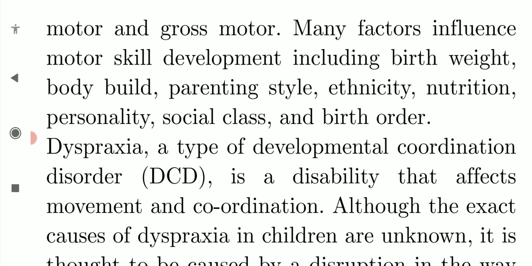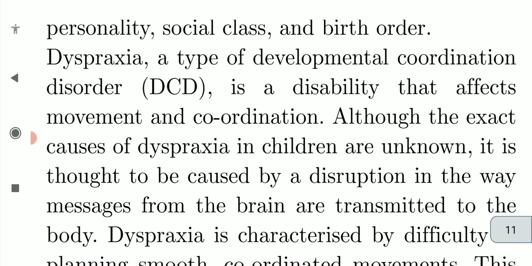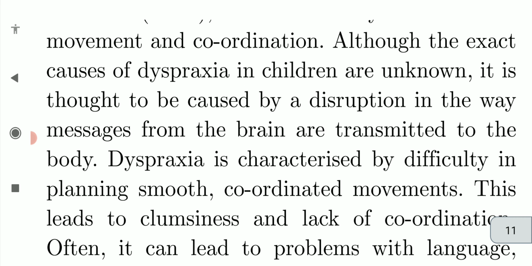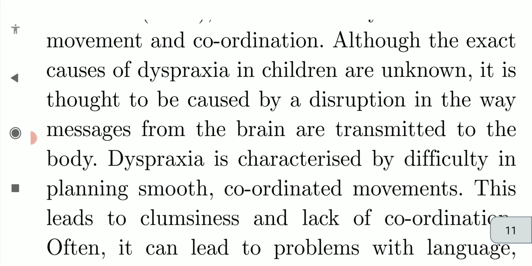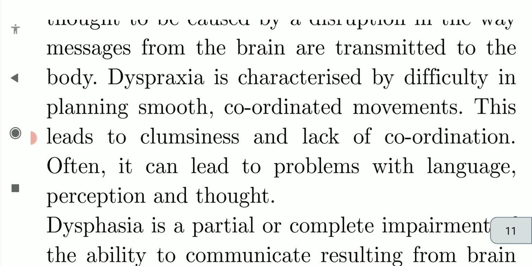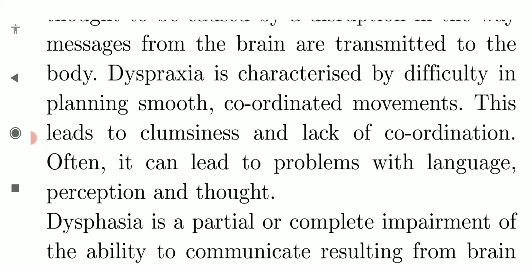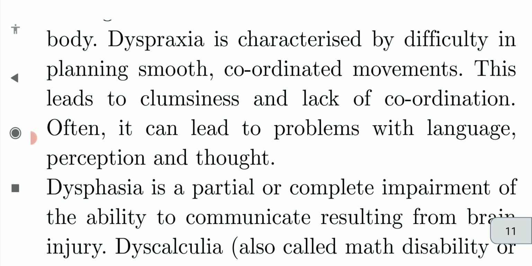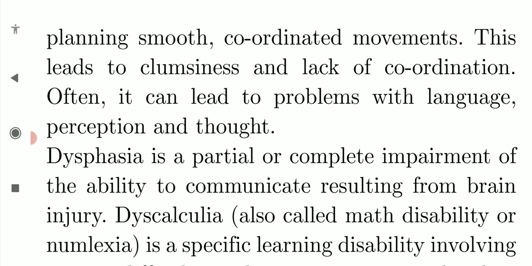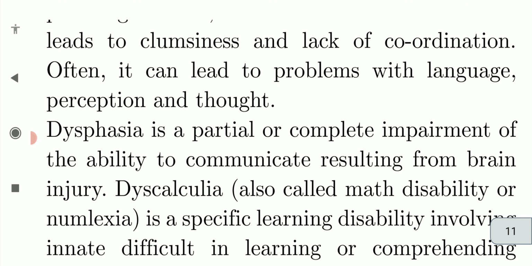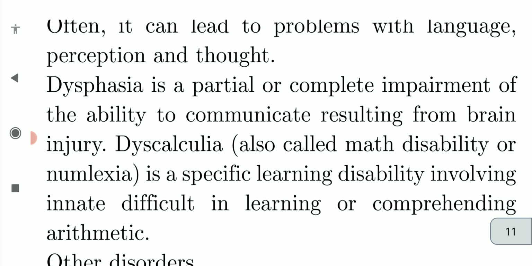Dyspraxia is a type of developmental coordination disorder that affects movement and coordination. Although the exact cause of dyspraxia in children is unknown, it may be caused by a disruption in the way messages from the brain are transmitted to the body. Dyspraxia is characterized by difficulty in planning smooth coordinated movements. This leads to clumsiness and lack of coordination. It can lead to problems with language, perception and thought.